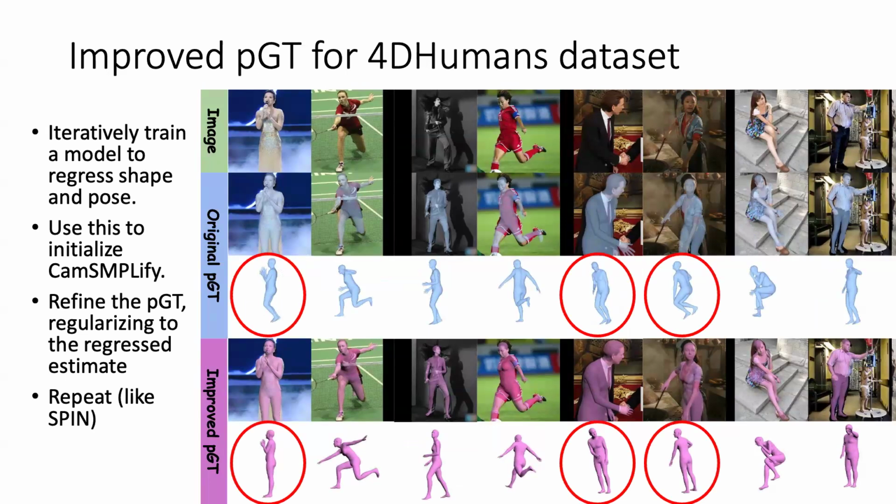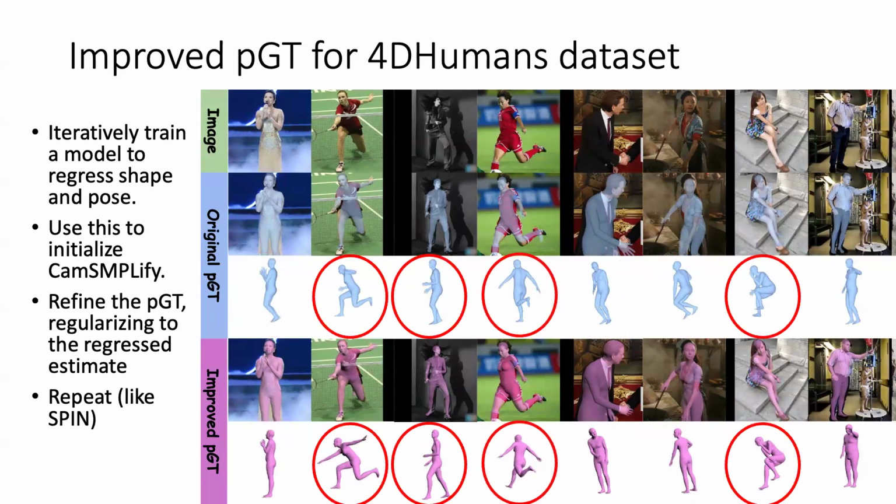It has a bias to bent legs. This is because the prior used in SMPLify was not a very good human pose prior. But by using this process, we remove that bias.